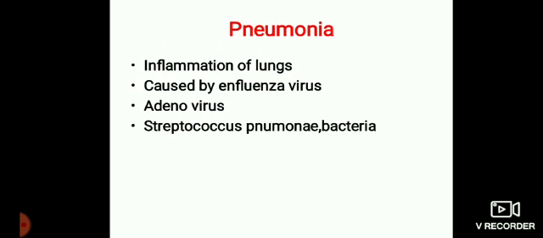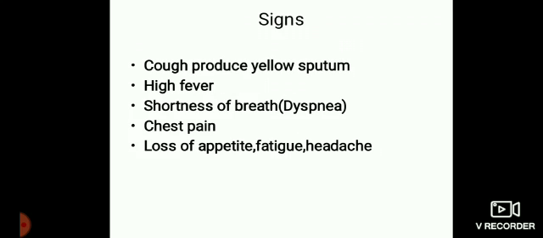Pneumonia. It is a disease of the lung and is common in the rainy season. It is caused by virus or bacteria, inflammation of lungs, then cough, then green sputum. It is caused by the adenovirus. Streptococcus pneumoniae is the bacteria, influenza virus. Signs: cough produces yellow sputum, high fever, shortness of breath called dyspnea. Dyspnea is shortness of breath, a multiple choice or medical question. Chest pain, loss of appetite, anorexia, fatigue, weakness, headache.